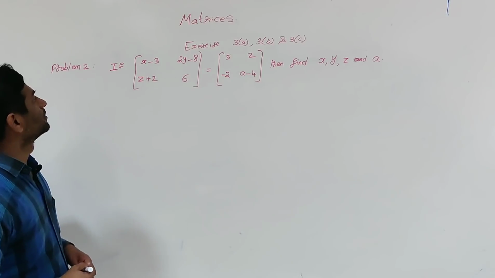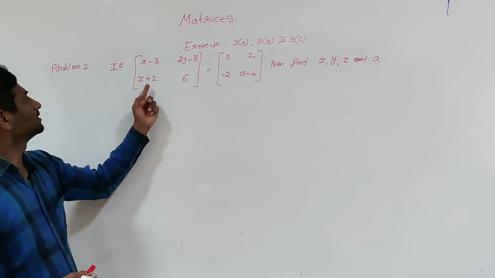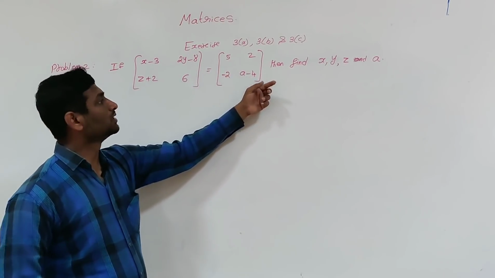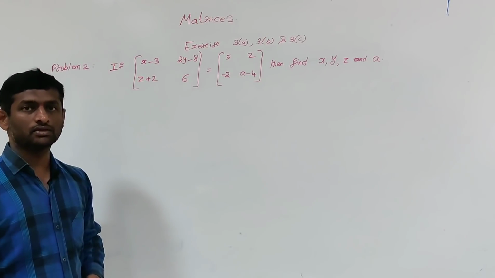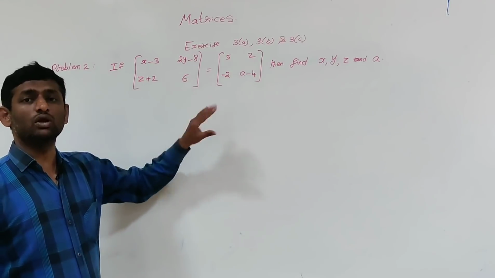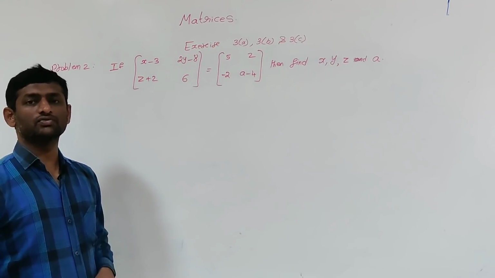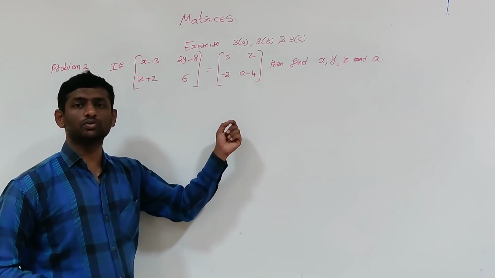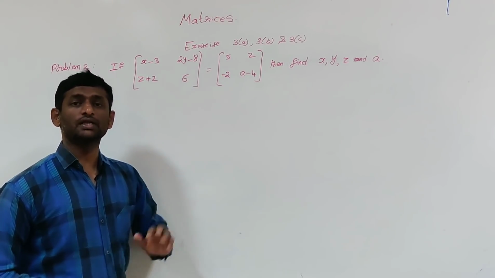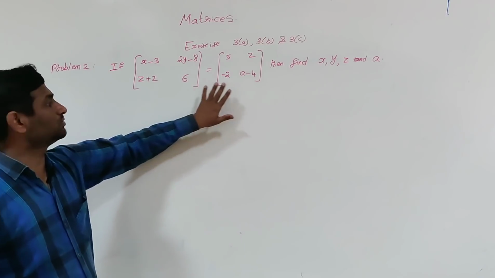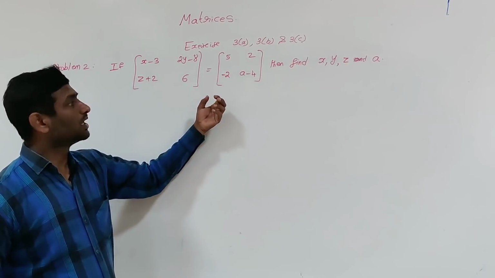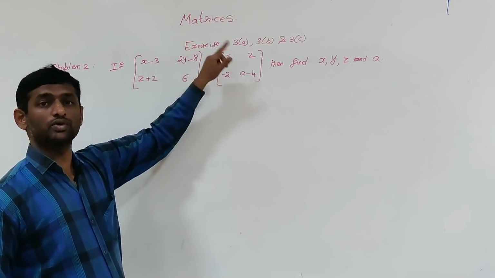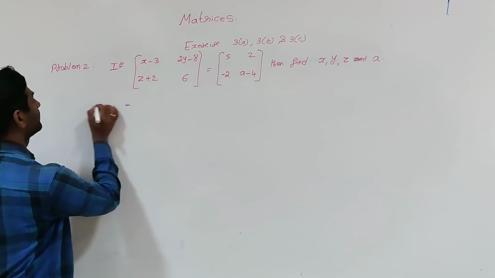The question is, if the matrix [x minus 3, 2y minus 8; z plus 2, 6] is equal to [5, 2; minus 2, a minus 4], then find x, y, z, a. So this is a problem based on equal matrices. As per the definition, when can we say two matrices are equal? If the matrices are of the same size and the corresponding elements are equal. Now the size of this matrix is 2 by 2 and here also it is 2 by 2, so the corresponding elements should also be equal. We'll compare.